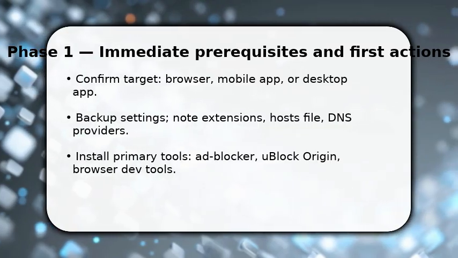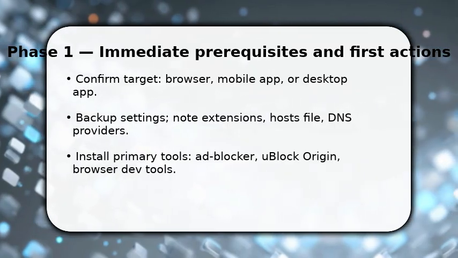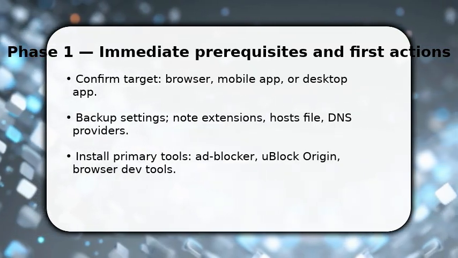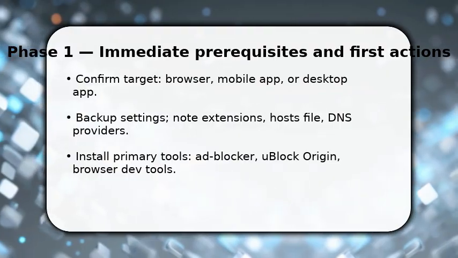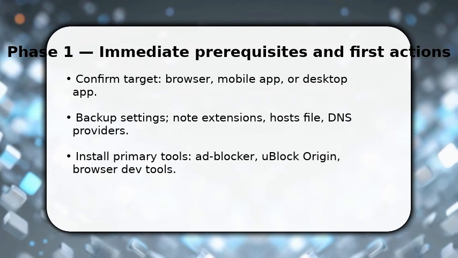Next, install core tools like an ad blocker such as uBlock Origin and enable developer tools. These let you inspect elements and identify ad sources. Make sure to grant only necessary permissions, because excessive access increases risk.